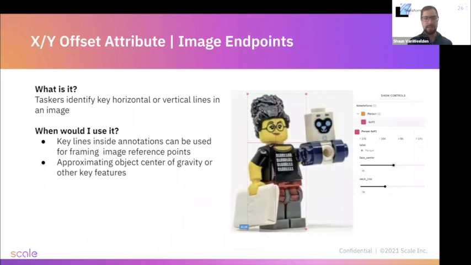It allows, inside of a box or a cuboid, a tasker to draw and visually see lines across there. This is very useful for framing image reference points or doing things like approximating the center of gravity or other key features about an annotation. So as I'm drawing this box and trying to fill out this person over here, I can drag the sliders on the right-hand side to adjust the lines and then get a very precise value about where those are at in the image itself. So we think for certain use cases, this could be a really good fit and a better way to provide information than what we had in the past.